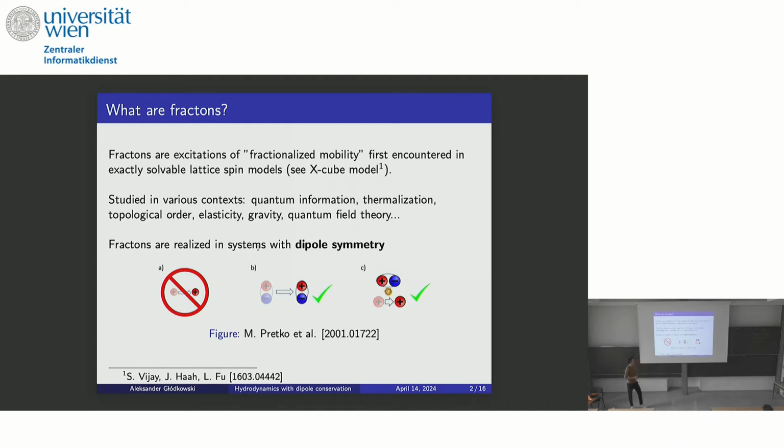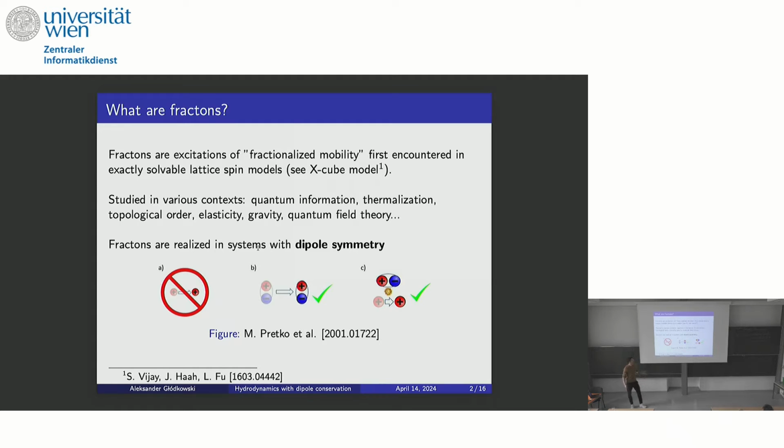Okay, and fractons have been studied in various contexts. From the quantum information perspective, there's some hope to harness the immobility of fractons for robust quantum information storage. Then we have thermalization. So in those fracton models, thermalization is typically slower, or in some cases, it may even be evaded entirely, leading to many-body localization, fragmentation of the Hilbert space, and so on.